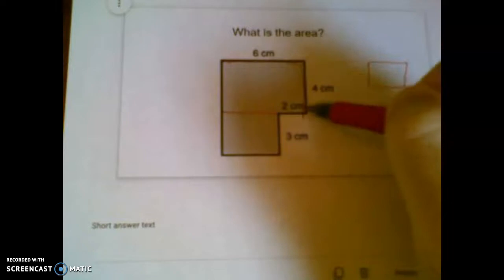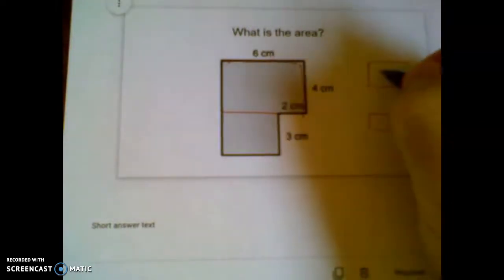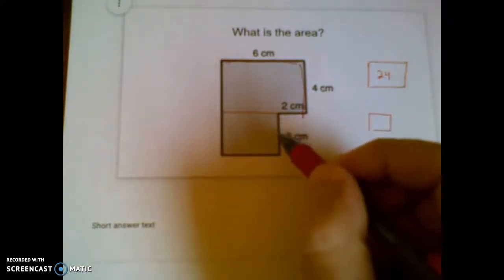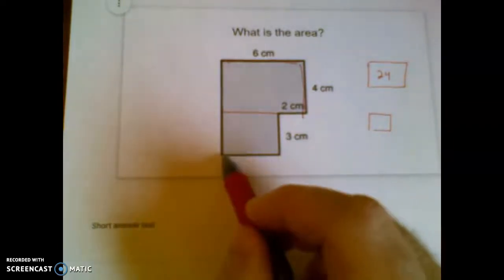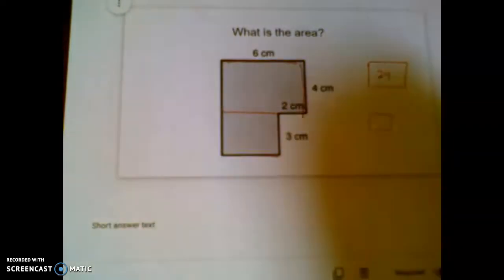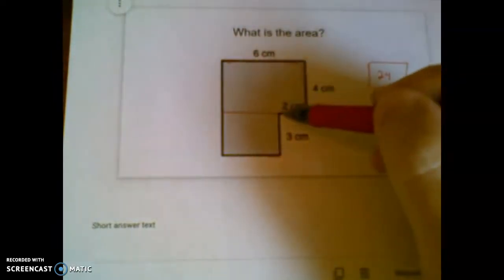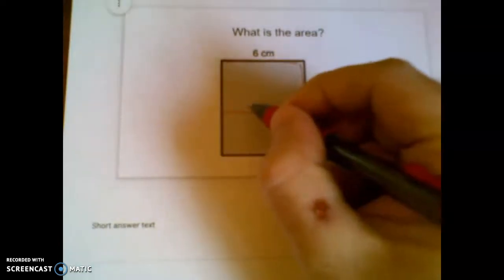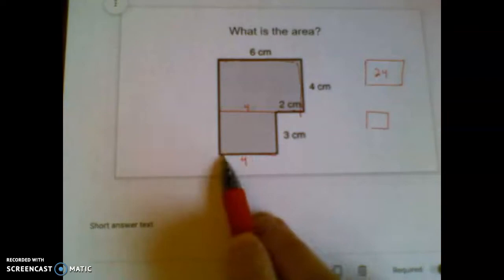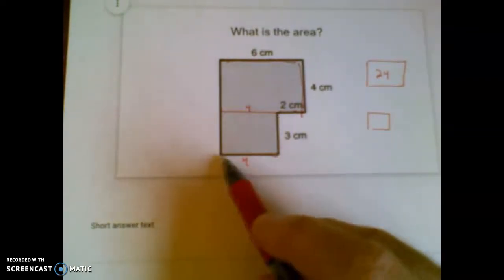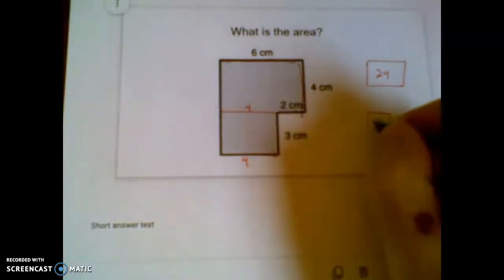So 6 times 4, length times width, is 24. And the area of this bottom rectangle is, looks like we have 3 as one dimension, but the other dimension I'm not sure of until I realize that if this whole distance is 6 and this is 2, it means they've taken 2 away from the 6, so 4 ends up being how wide the bottom of it is. So length times width would give me 4 times 3, or 12.